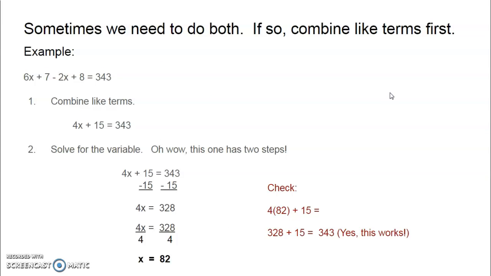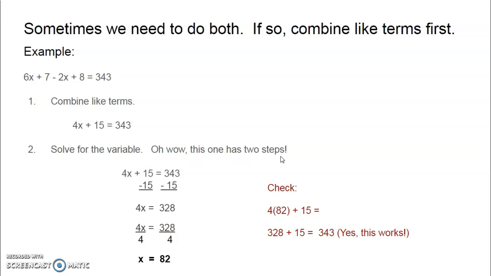All right, now, the reason I just did the recap is sometimes we need to do both. If that's the case, make sure to combine like terms first. So if you take a look at this example, 6x plus 7 minus 2x plus 8 equals 343, you start by combining like terms. All right, now, you have to do this on separate sides of the equation. Note, I did not try to combine the 343 with the 7 and the 8. All right, you have to keep them separate. All right, so on the left-hand side of the equation now, I have 4x plus 15 equals 343. Now you solve for the variable.